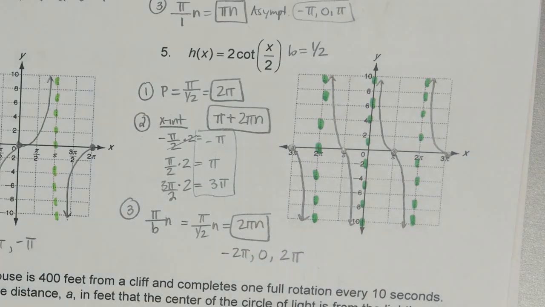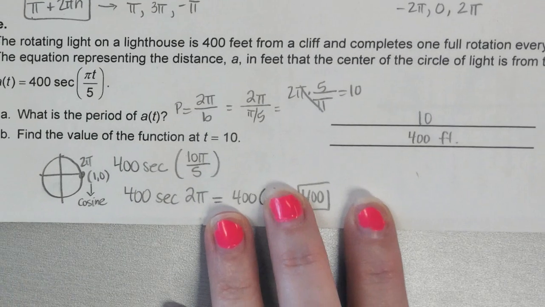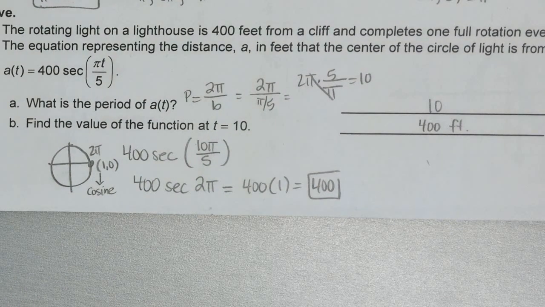Alright, and then you guys can check your answers to number 6. So you won't have that on your quiz. I took anything that was secant or cosecant off of your quiz in your review.